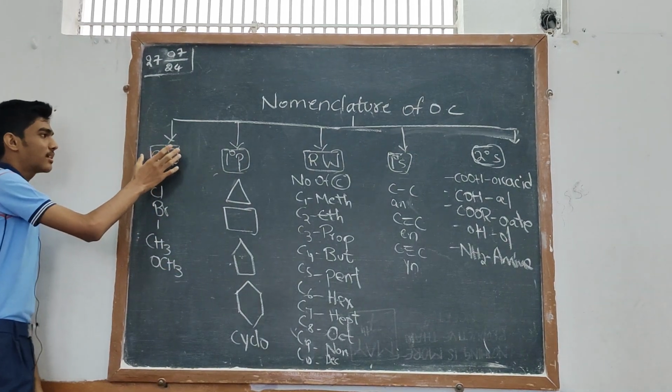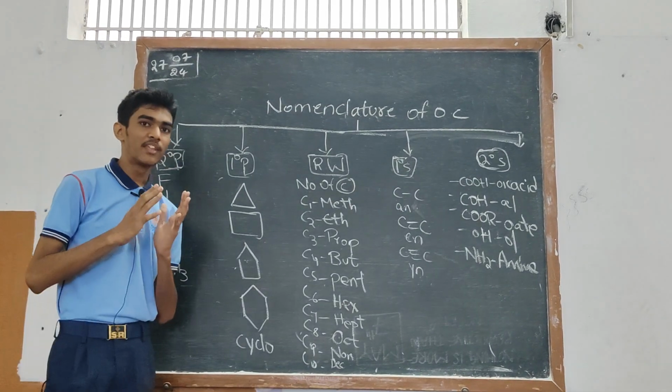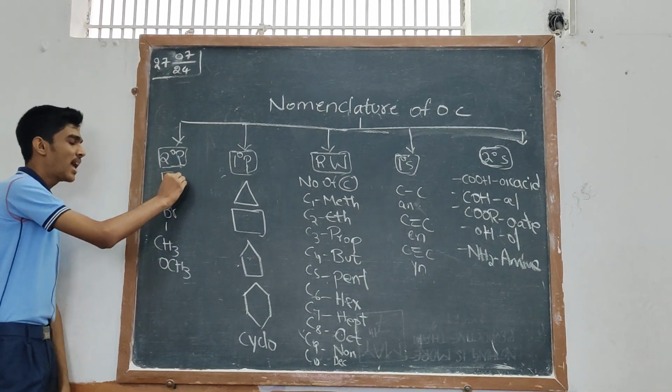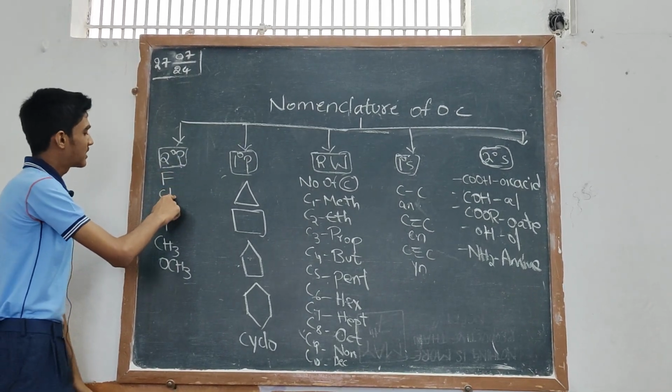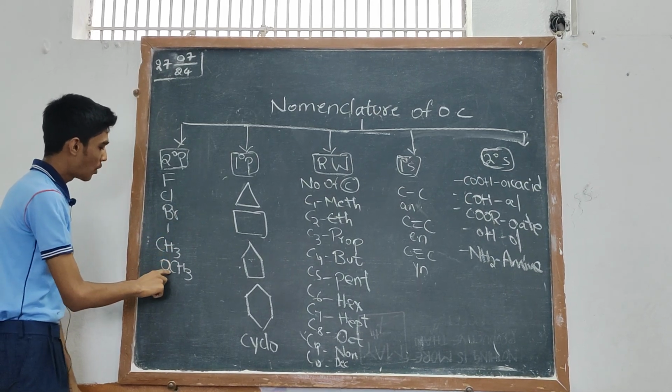The next one is the secondary prefix. It tells about the different substituents, or if there is any other functional group, we will place that in the secondary prefix. For example, F stands for fluoro, Cl stands for chloro, bromo, iodo, methyl, and OCH3.